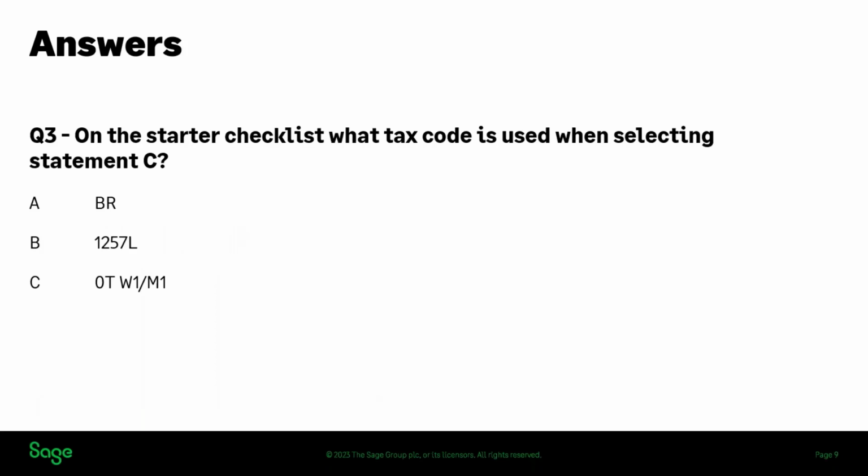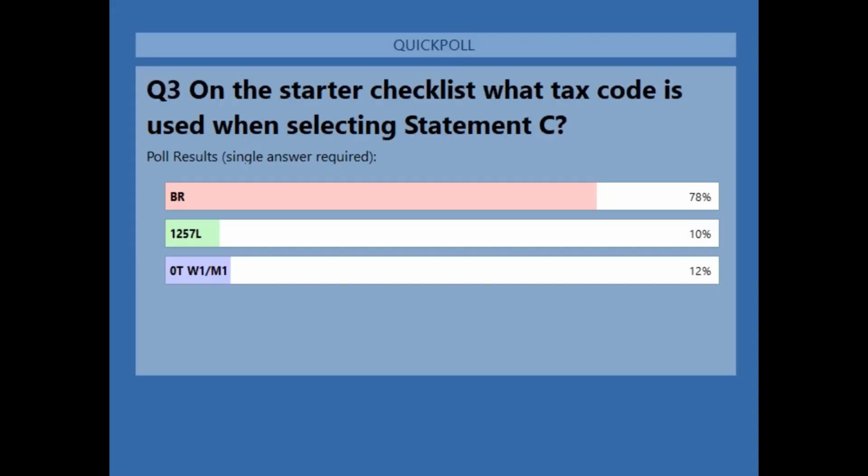Thank you so much, Duncan. Yes, so let's reveal question 3. On the starter checklist, what tax code is used when selecting statement C? Was it BR, 1257L, 0T week 1 month 1? So once more, we will share the results. And once more, we do have a big majority here. 78% of you went with BR, 10% 1257L, and 12% 0T week 1 month 1. So we did have a big majority answer there.